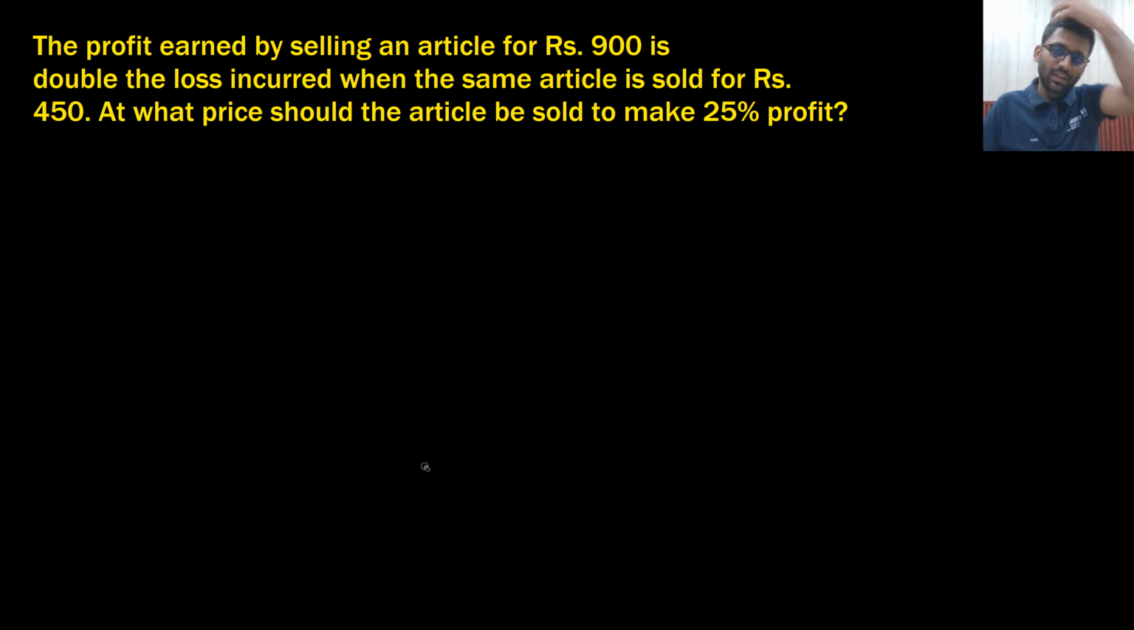Let's solve this one. The profit earned by selling an article at 900 rupees is double the loss incurred when the same article is sold for 450 rupees. At what price should the article be sold to make 25% of profit? Okay.